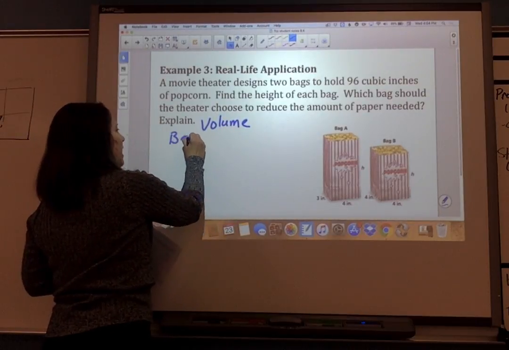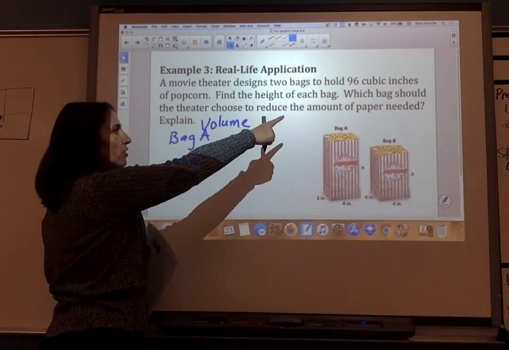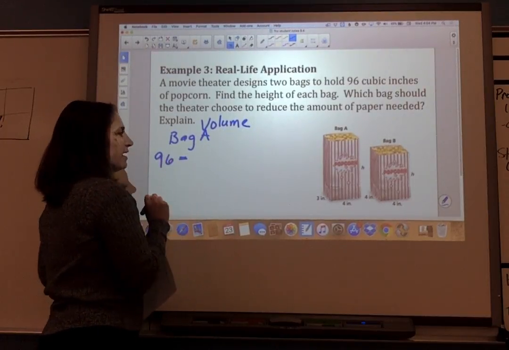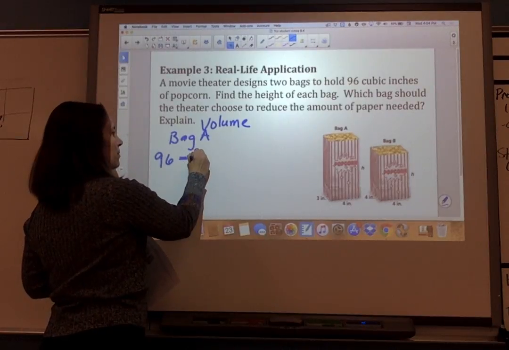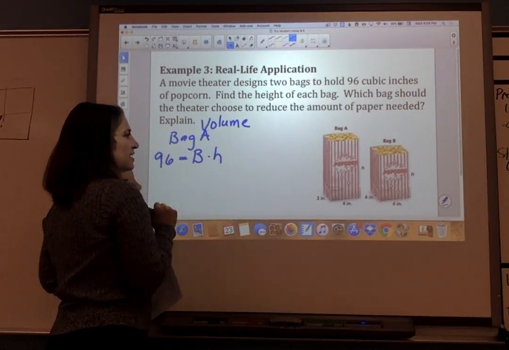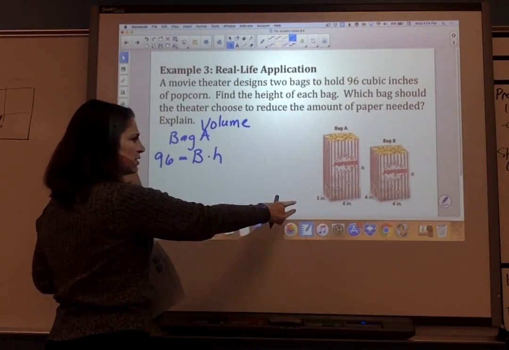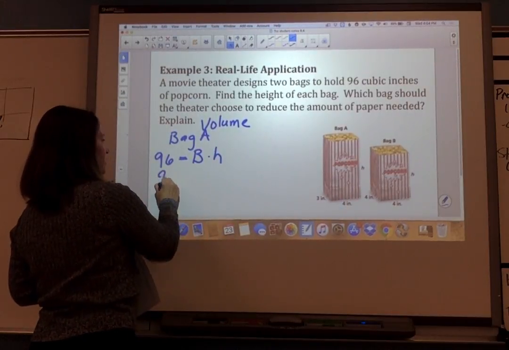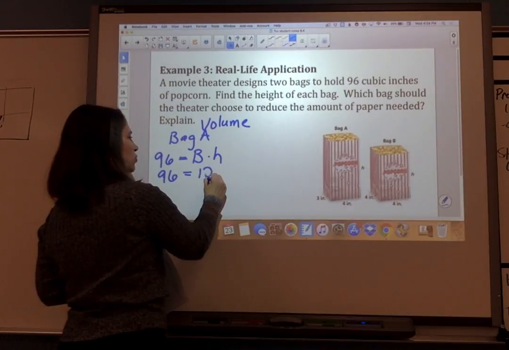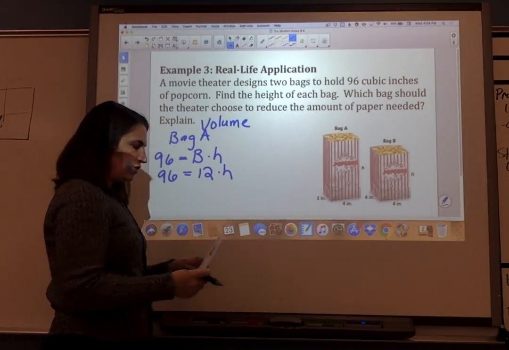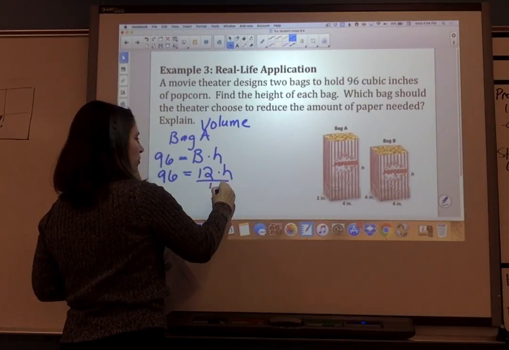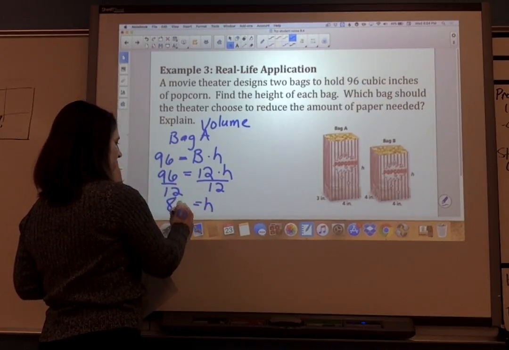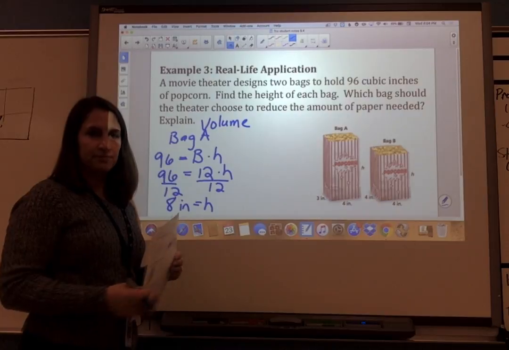For bag A, our volume is 96, and that equals the area of the base times the height. So the area of the base is 3 times 4, or 12. So 96 equals 12 times H. We'll divide by 12 on both sides and get the height equals 8 inches.